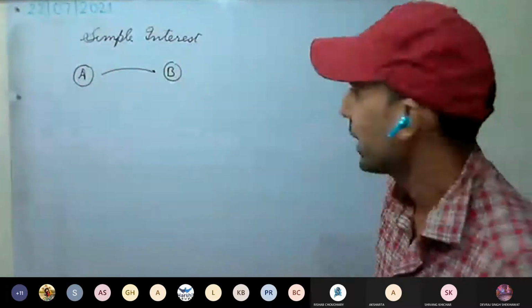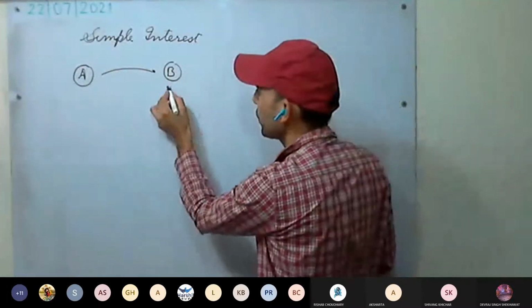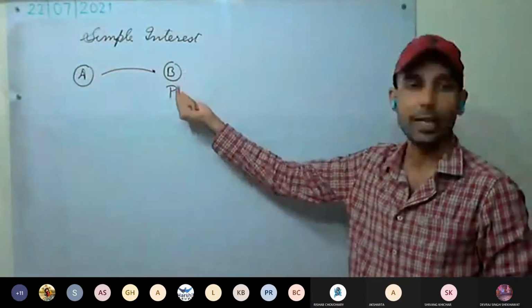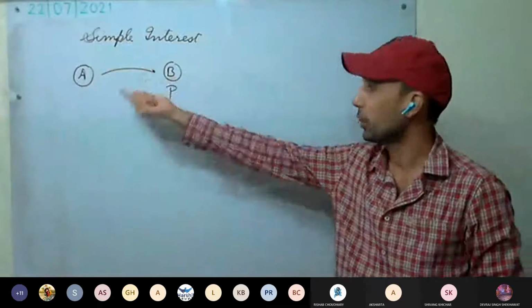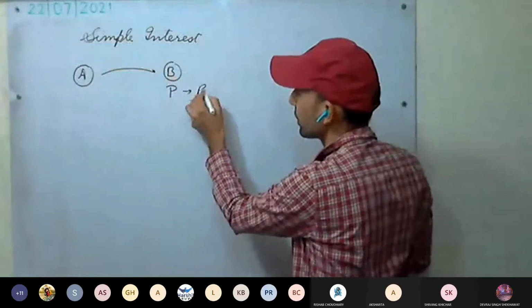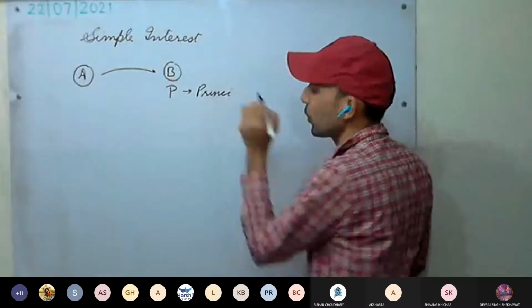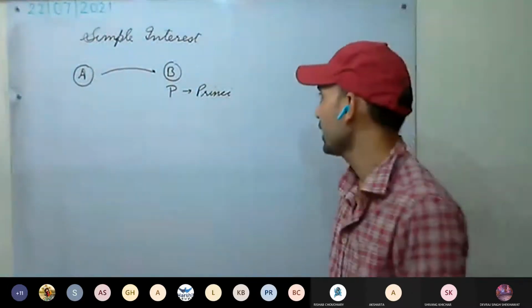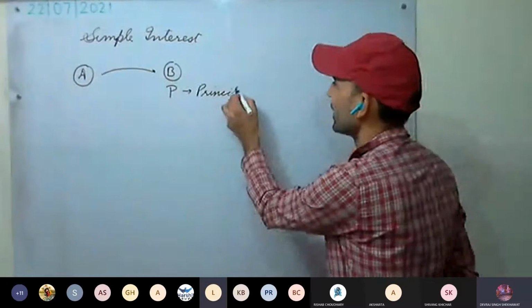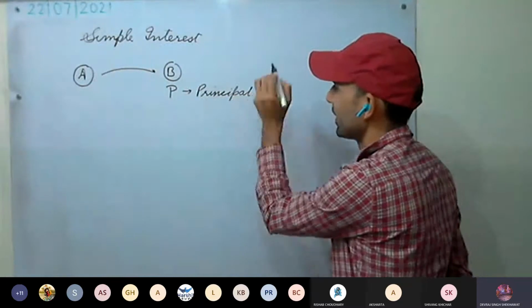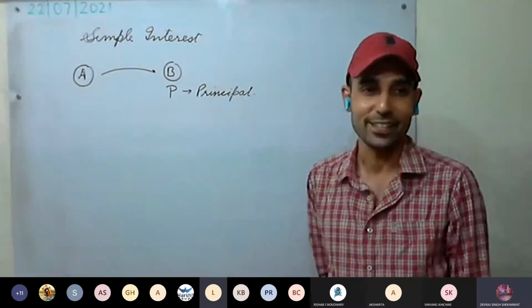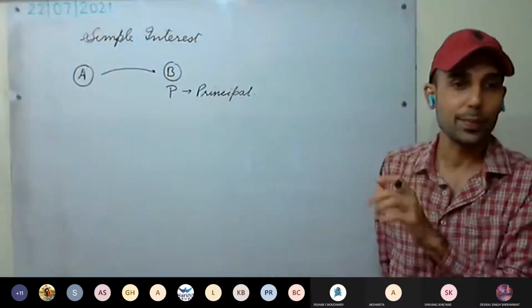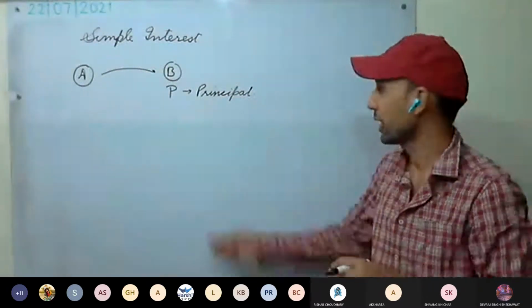Now, for example, A has lent P rupees to B. It means B has borrowed how much? P rupees. P is what? Principal. What will be the spelling of principal? PLE or PL? Sir, PLE. Principal. This will be the main money.